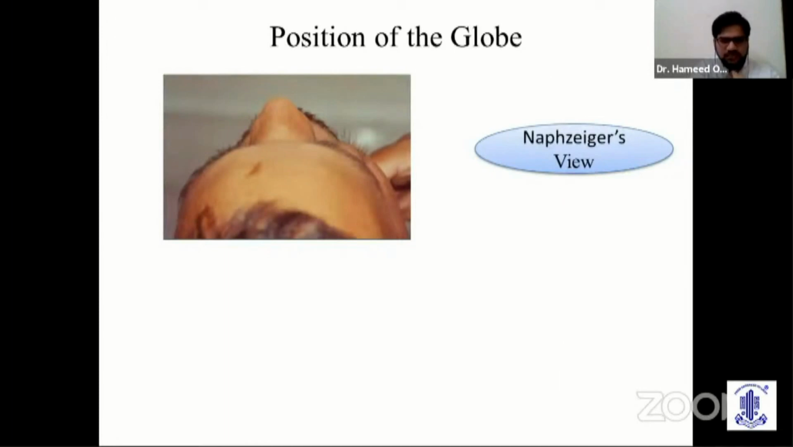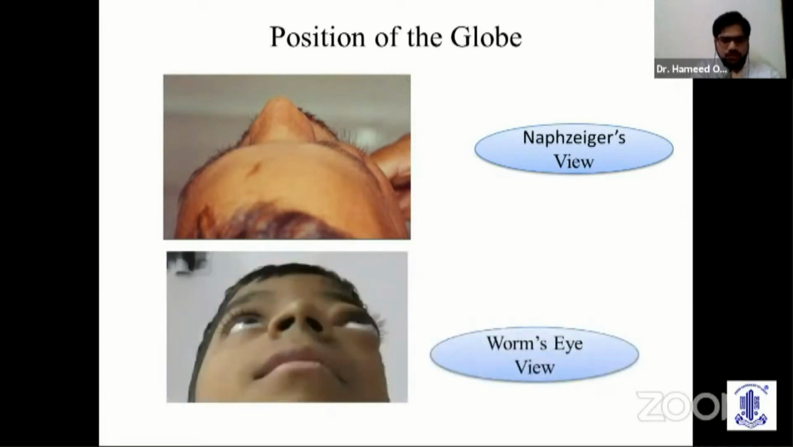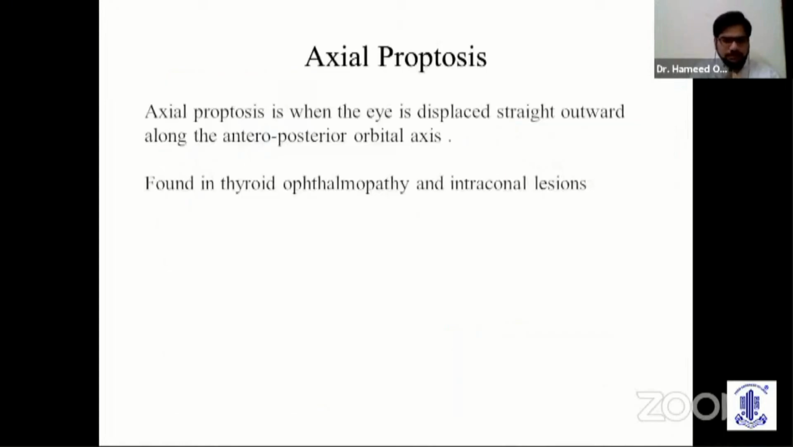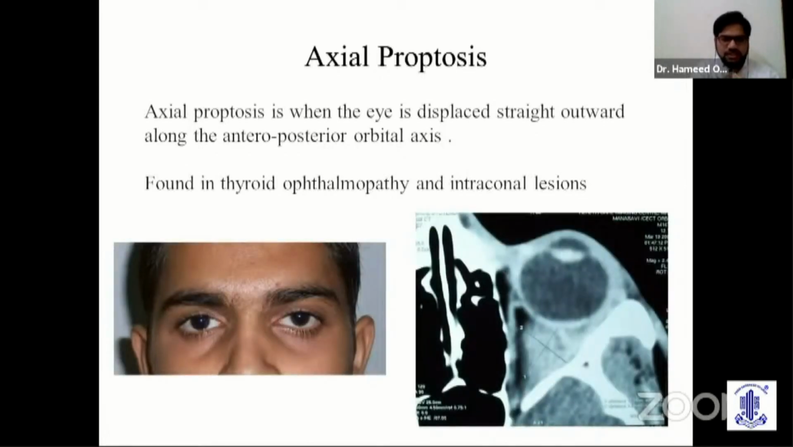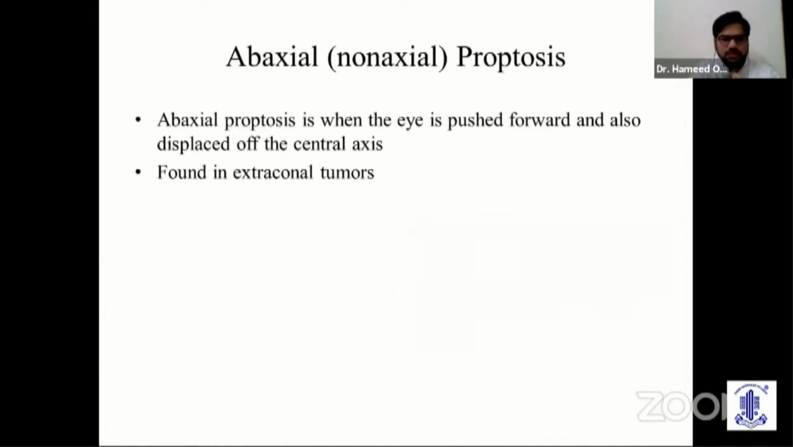There are two views. One is Naffziger's view, in which you ask the patient to sit on the chair and you go behind the patient and look at the patient's eyes from above to look for asymmetry. And the other way is the worm's eye view, in which you look at the patient's eyes from below to look for asymmetry. Axial proptosis is when the eye is displaced straight outwards along the anterior-posterior orbital axis. It is most commonly seen in thyroid ophthalmopathy and intraconal lesions such as cavernous hemangioma, optic nerve meningioma, optic nerve glioma. Whereas abaxial proptosis is when the eye is pushed forward and also displaced off its central axis. It is commonly found in extraconal tumors.